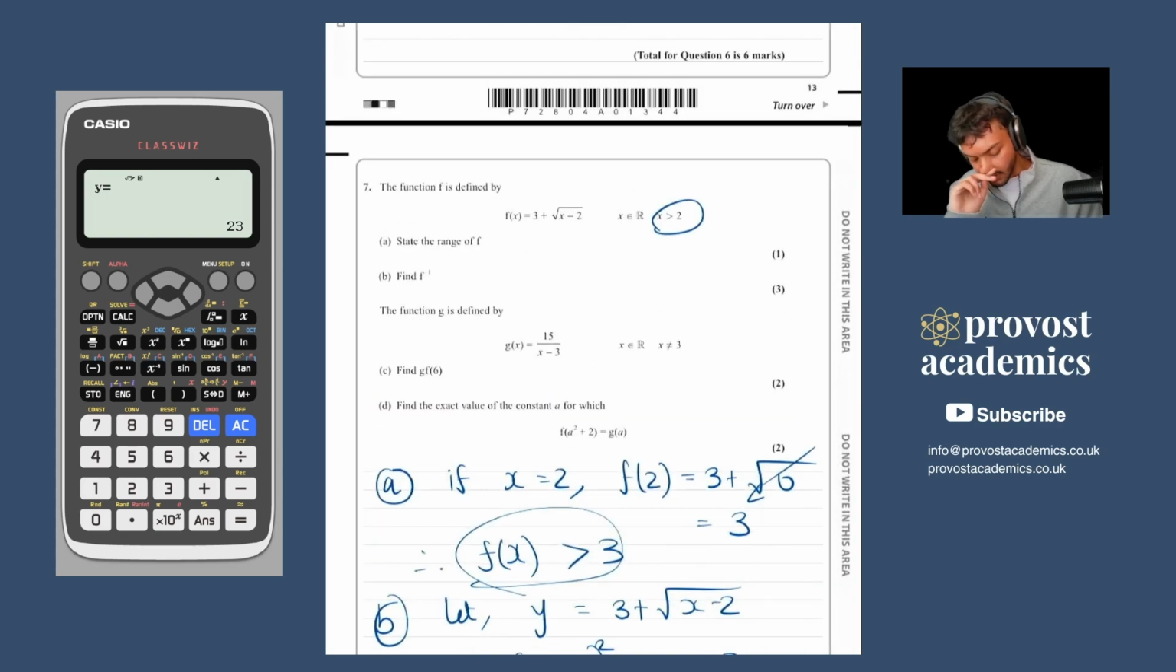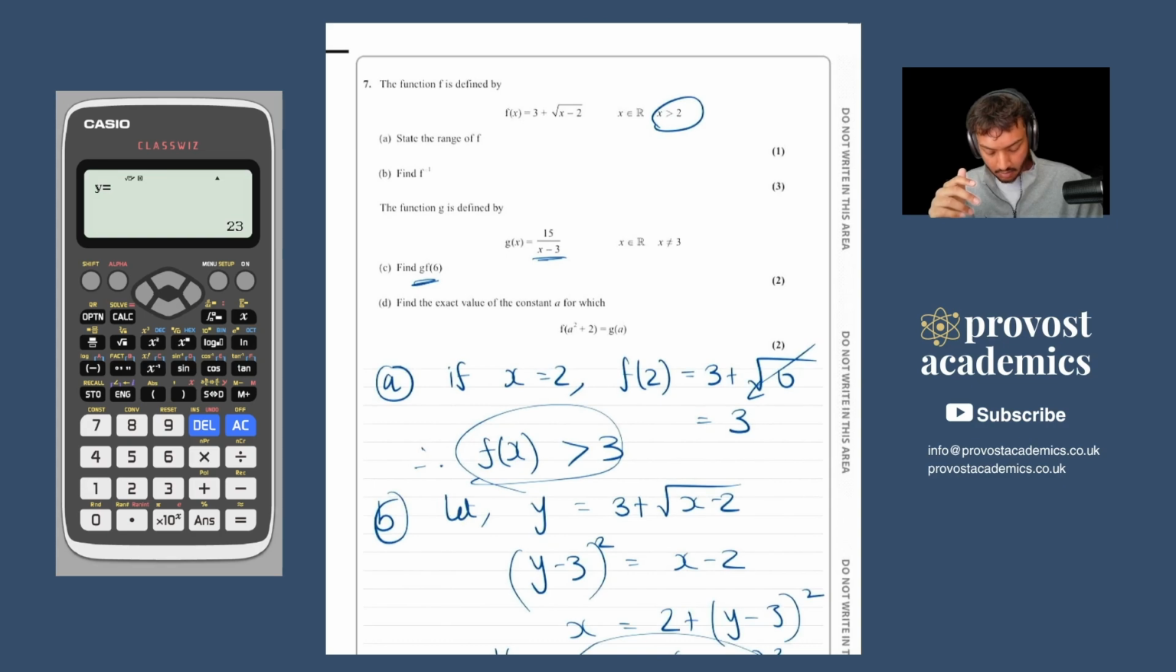Next, I have another function g of x, 15 over (x minus 3). They want us to find gf of 6. So my idea here would be to find the value of f when x is equal to 6, then sub that into g. That will save you the effort of finding the combined composite function, which, by the way, feel free to do. It will just save you a lot of time, because it's a 2 marker, I don't think we need to be spending that much time trying to find the composite function and sub in 6.